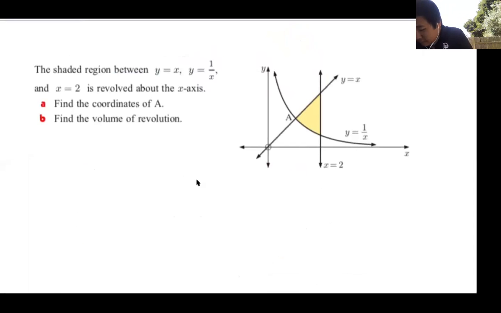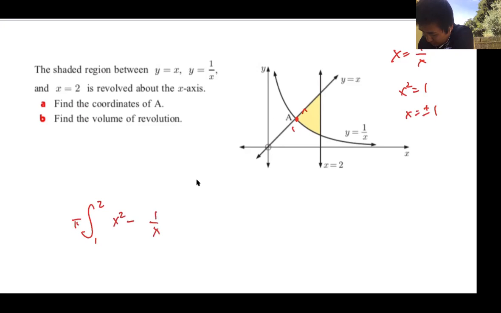The shaded region below is revolved about the x-axis, so it creates a washer. So your top function is x, bottom function is 1 over x. And then you find this intersection point. I bet that's 1. When is x equal to 1 over x? x squared equals 1. x equals plus or minus 1. So that's 1 to 2. So the integral from 1 to 2 times pi. Top function is x squared minus 1 over x squared dx.